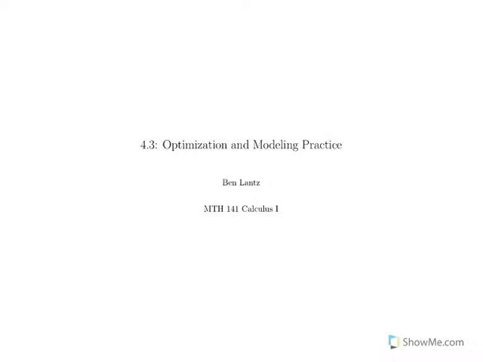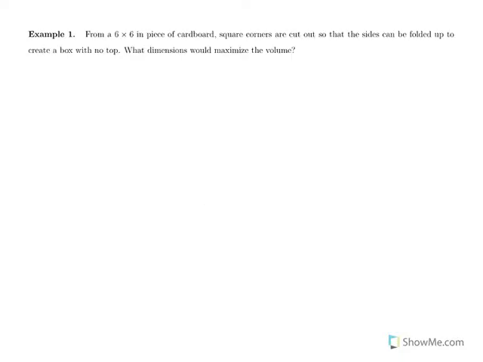In this video, we're going to do some practice problems relating to optimization and applications of optimization. So our first example says, from a 6 by 6 inch piece of cardboard, square corners are cut out of the sides so that the sides can be folded up to create a box with no top. What dimensions would maximize the volume of the box?